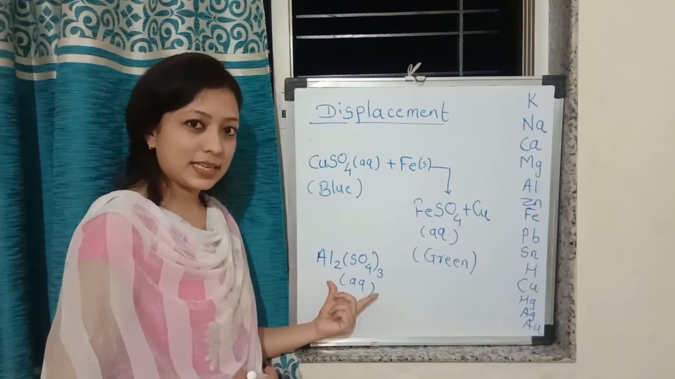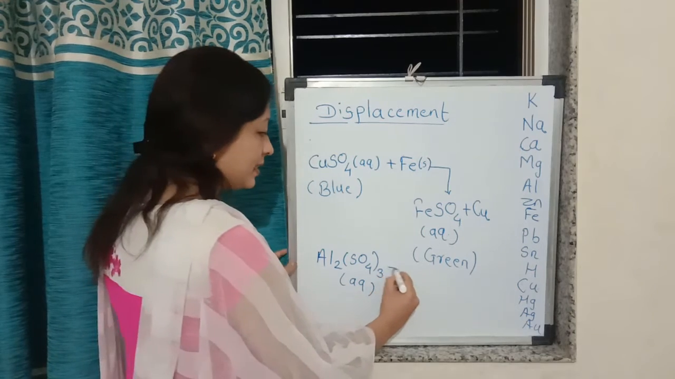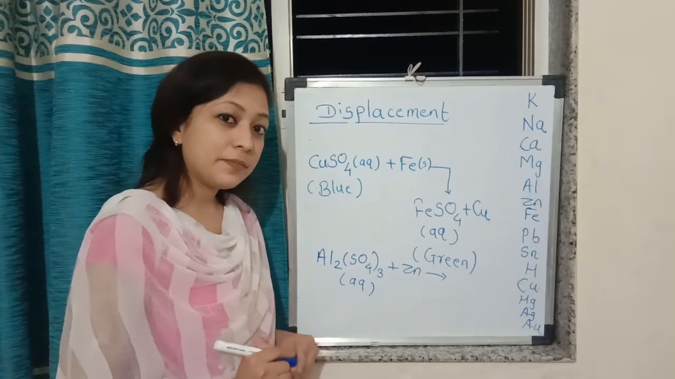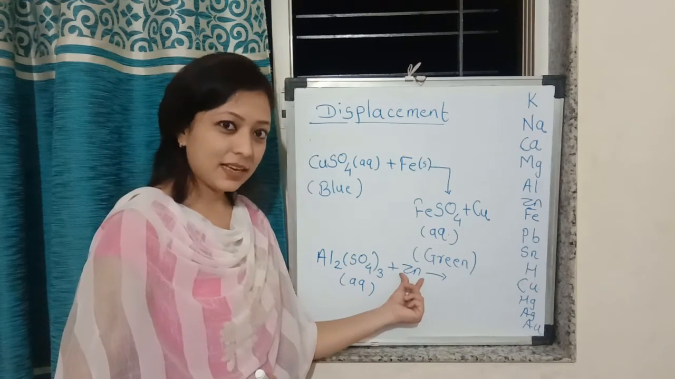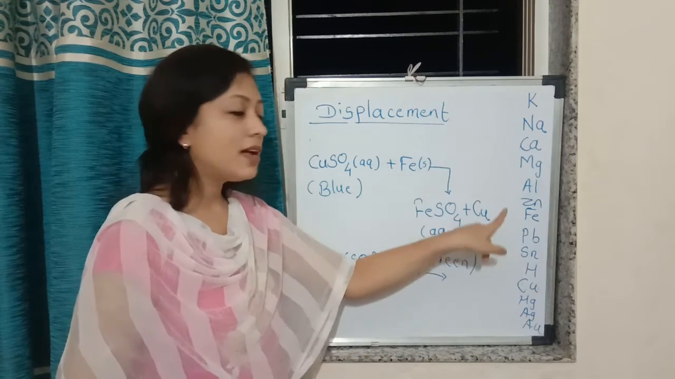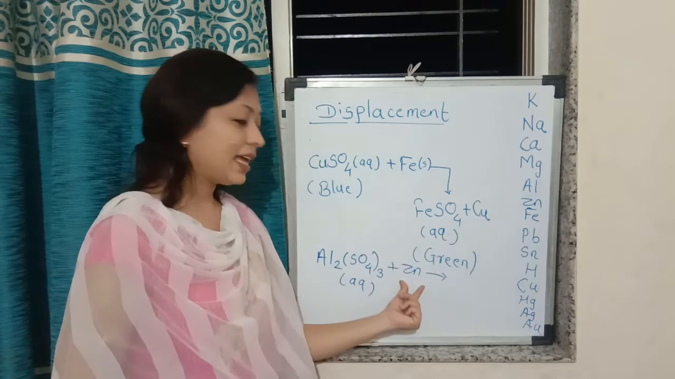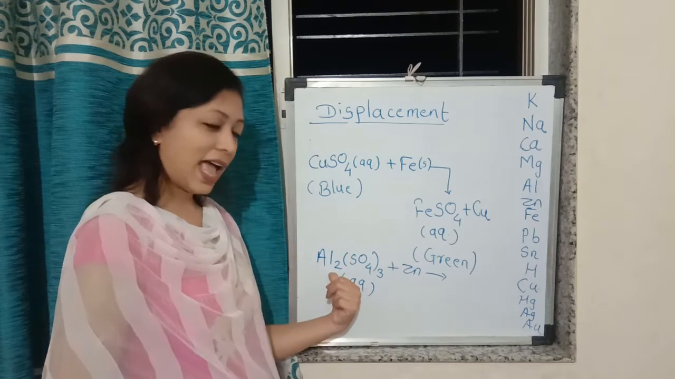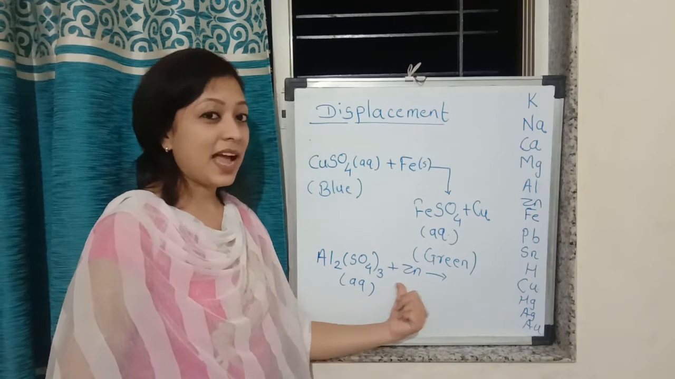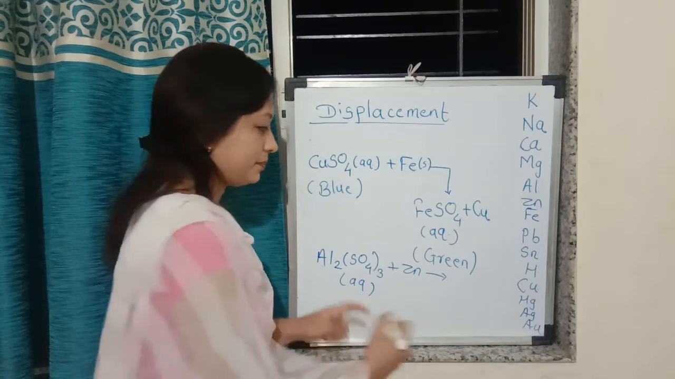Now let us see the next example. In aluminium sulfate solution, if we add the metal zinc, what is your answer, student? Is zinc more reactive than aluminium? No. The series shows that aluminium is more reactive than zinc. It means zinc is unable to displace aluminium from its salt solution. So what is your answer, student? Will the reaction take place or not? Of course, there will be no reaction.